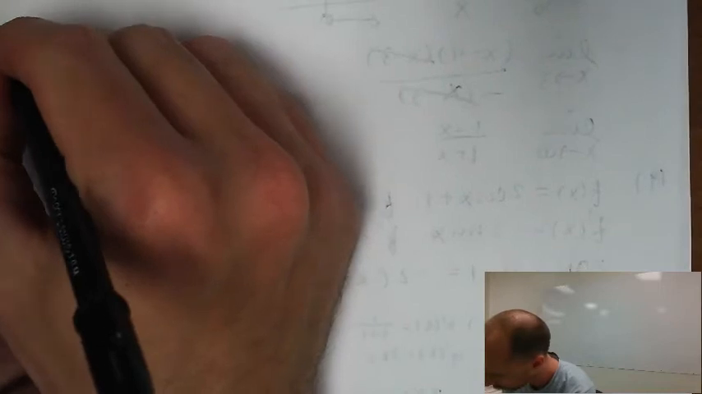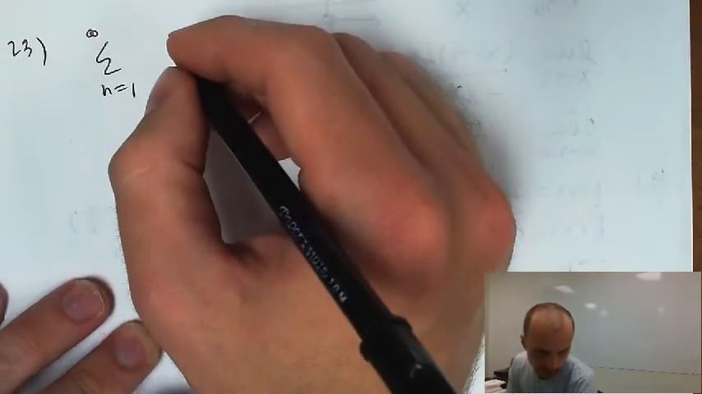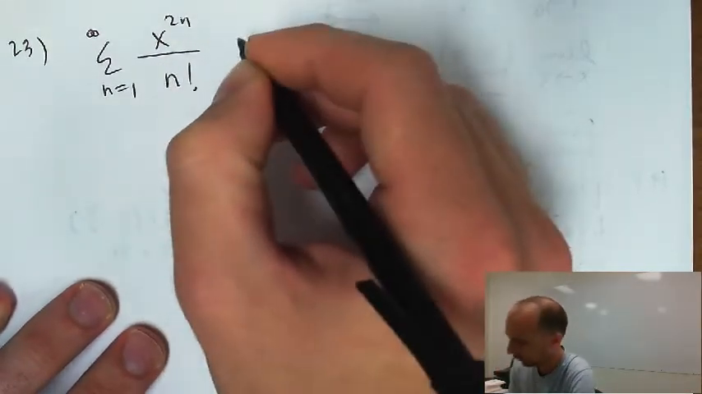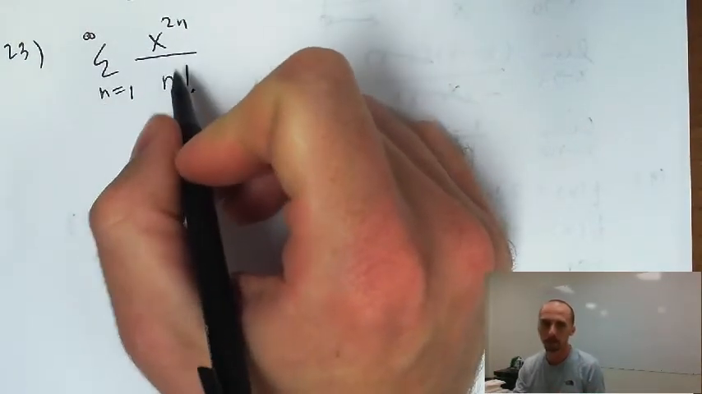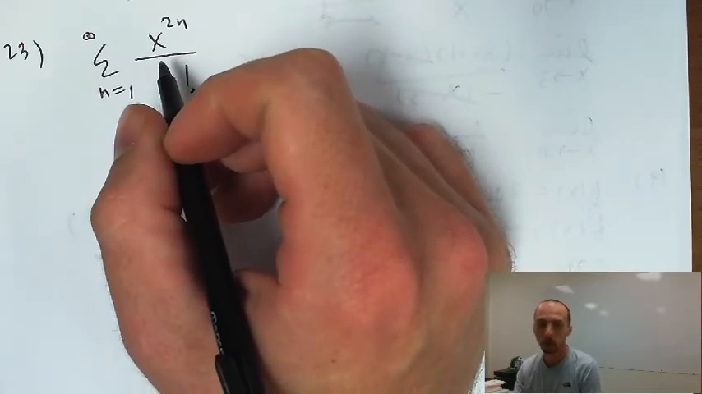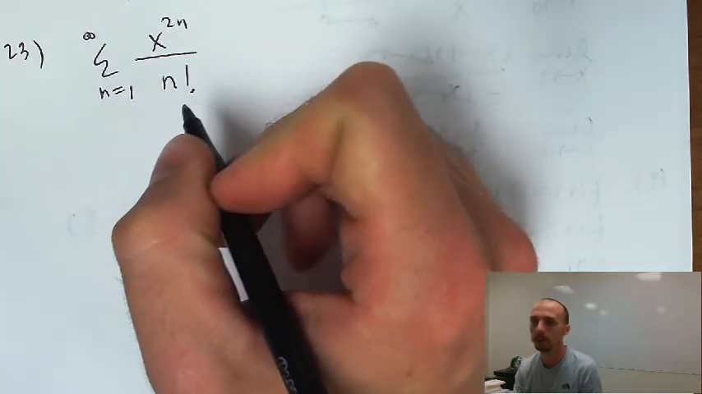Number 23, if f of x is defined by the sum, okay, so x to the 2n over n factorial. Okay, and I want to take the derivative. You can take it by taking the derivative of the general term and trying to match that up with the general term in the answer choices. Or you can look at the answer choices and realize they all have a unique first term.